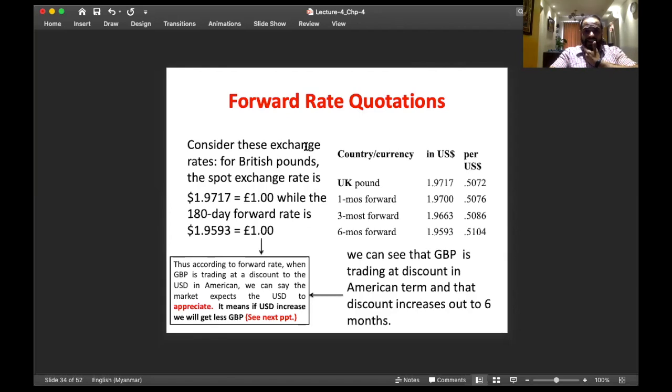Consider these exchange rates. For the British pound, the spot rate is 1.9717, so the value of 1 pound equals $1.9717. For 180 days, which is 6 months, the forward rate is 1.9593. So this is the spot rate and this is the forward rate.